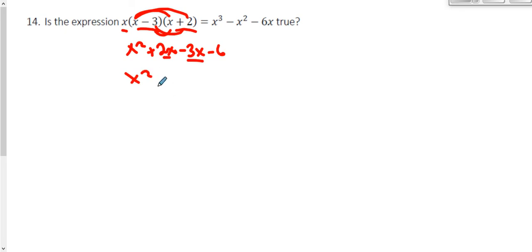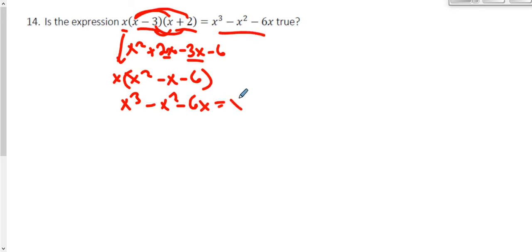And then I can multiply by the x that I had, which gives me x cubed minus x squared minus 6x. You'll notice that's exactly what I have on the right-hand side here, x cubed minus x squared minus 6x. So this is true. Yes.